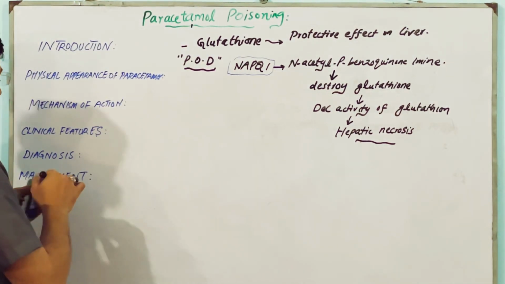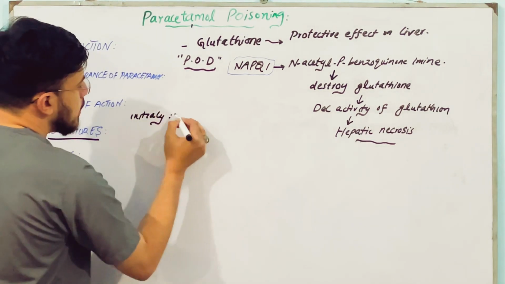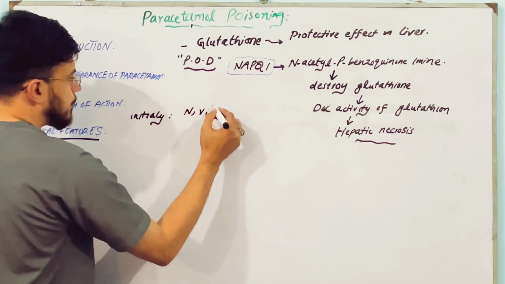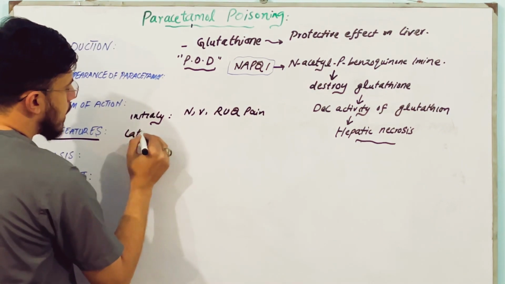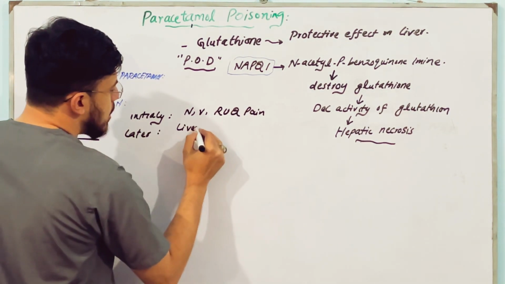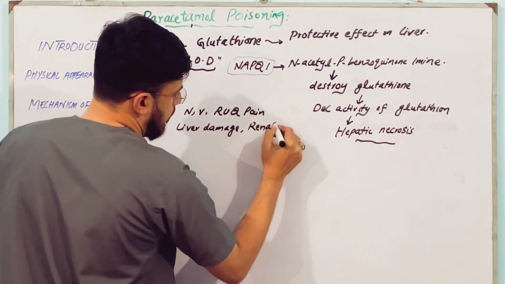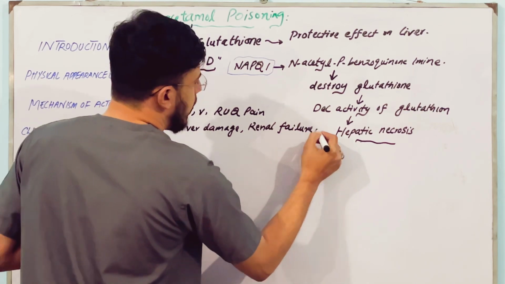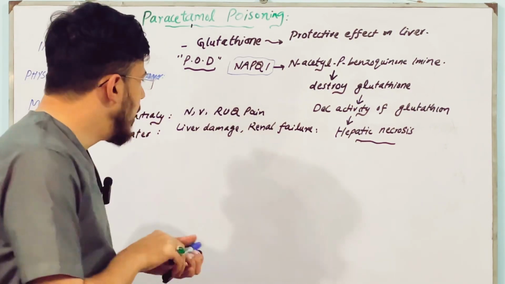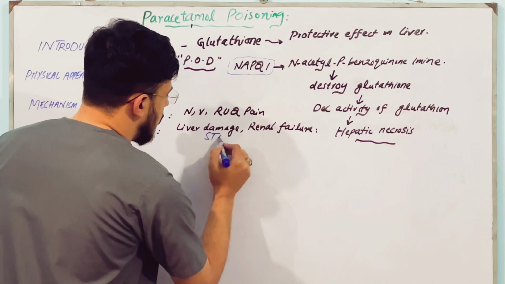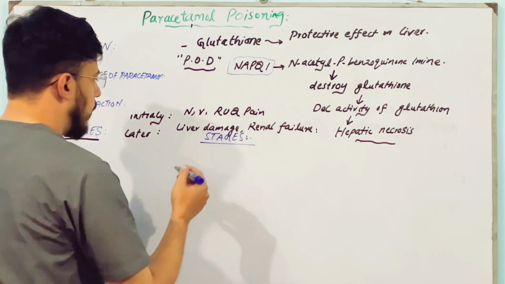Now let's talk about the clinical features. Initially there is nausea, vomiting, and right upper quadrant pain, but later, after 24 hours, it may lead to liver damage and renal failure. The clinical features of paracetamol poisoning are divided into four stages.